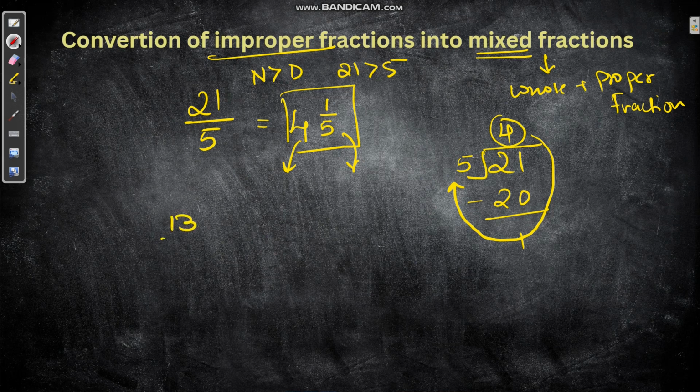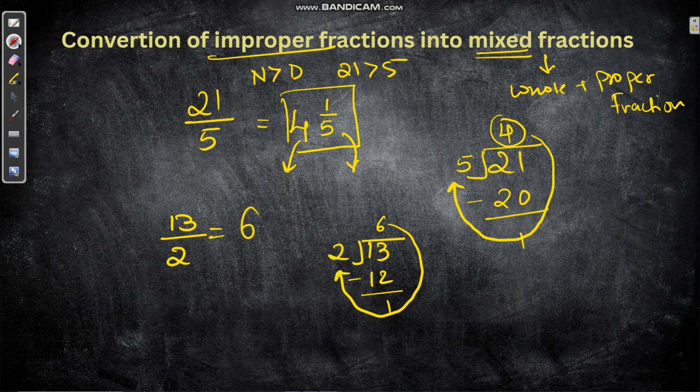One more example. Let's take 13 upon 2. If I want to convert this into mixed fraction, the method is simple. You just do your long division. 13 by 2, 2 6s is 12. You subtract, you get 1. Start from your quotient, go all the way to your divisor, that is 6 whole, 1 remainder upon 2.